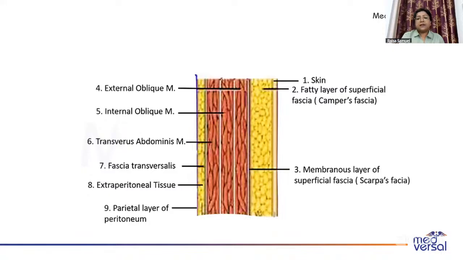So this is the diagram which shows the skin. Then next is the fatty layer, this is the Camper's fascia. And here is the membranous layer, that is the Scarpa's fascia. These both constitute the superficial fascia. Then you have the muscles, which are external oblique muscle, internal oblique muscle, transversus abdominis muscle. This is the fascia which we were talking about, fascia transversalis, then extraperitoneal tissue which has minimal fat, and then we enter the parietal peritoneum.